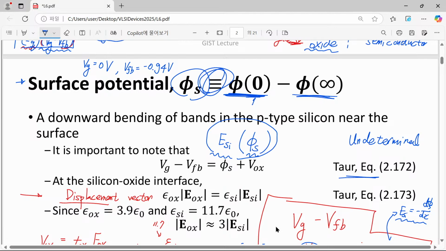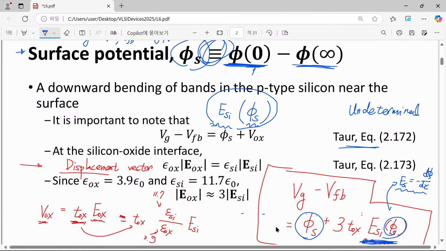So now I hope that all of you in this lecture understand the key modeling aspect or goal of this system: this expression. How can we express the electric field only using surface potential? That is the key point.